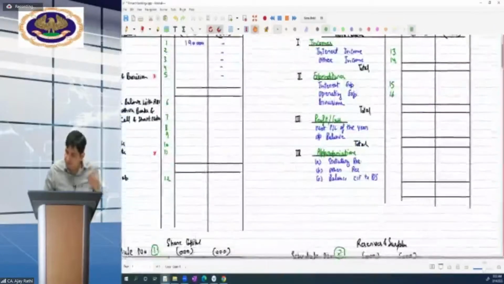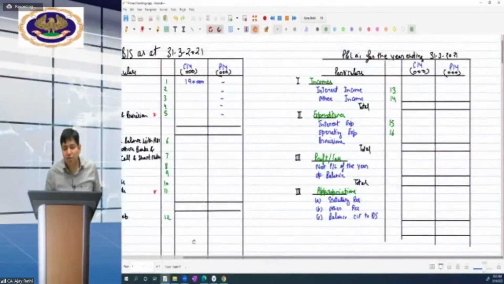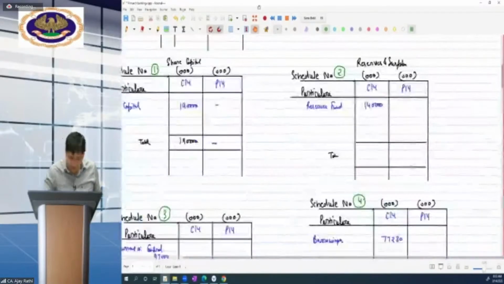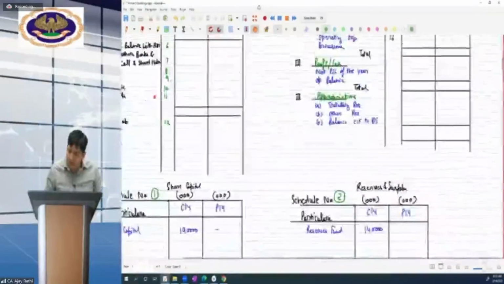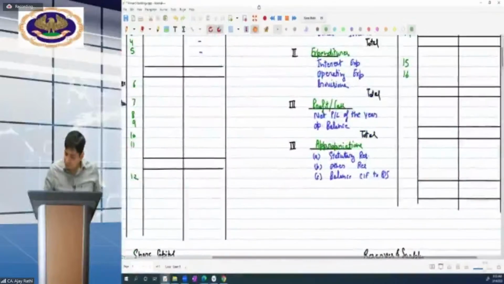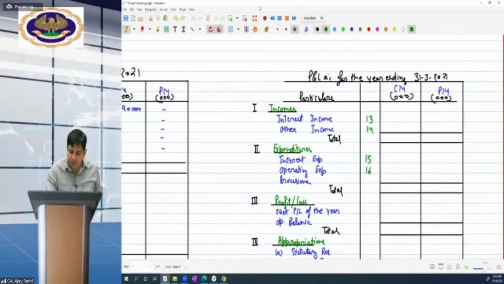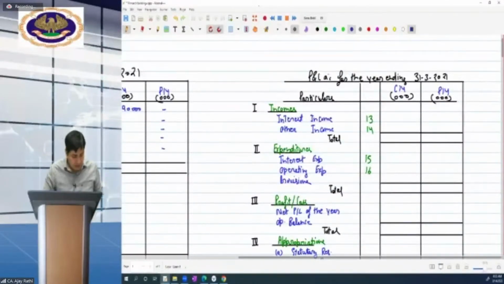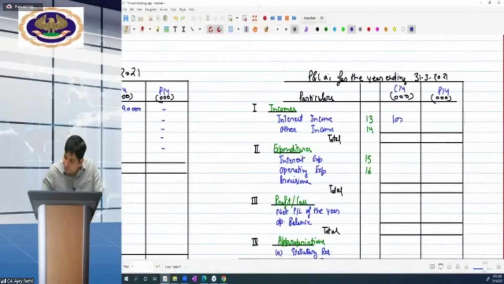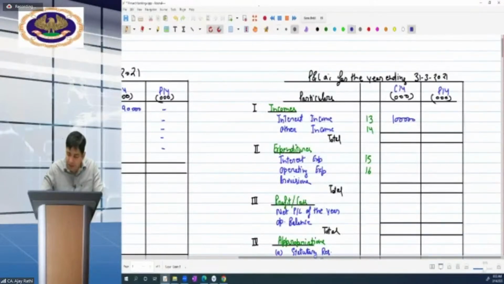Yes. Now first post the schedule number 13, 14, 15 and 16 figures. Schedule number 13 figure is there. How much is the total? 1 lakh. And other income is 90,800. How much is it in total? 109,800.